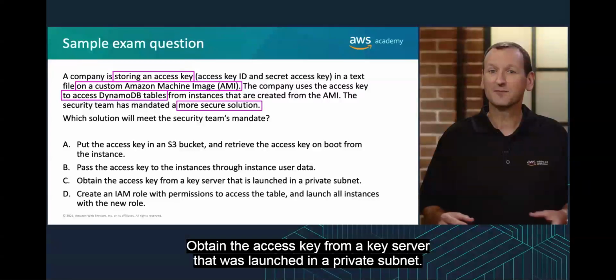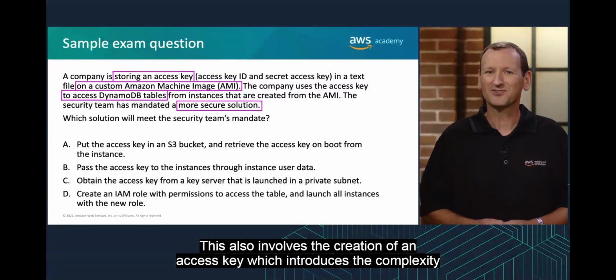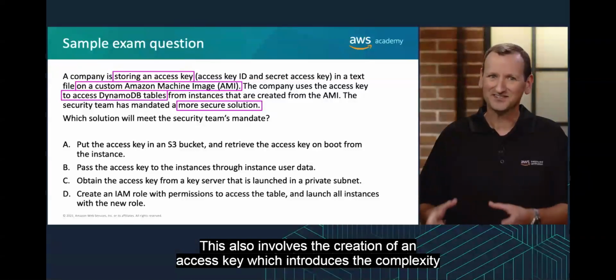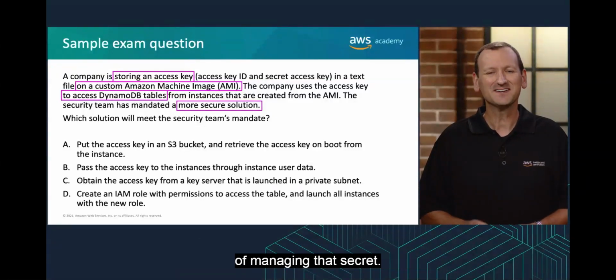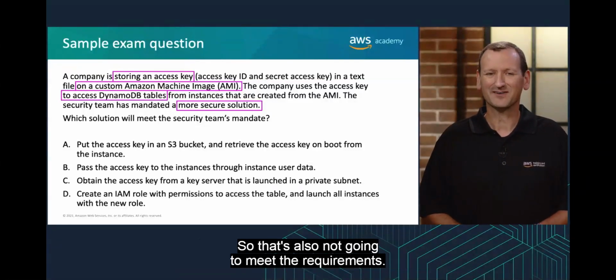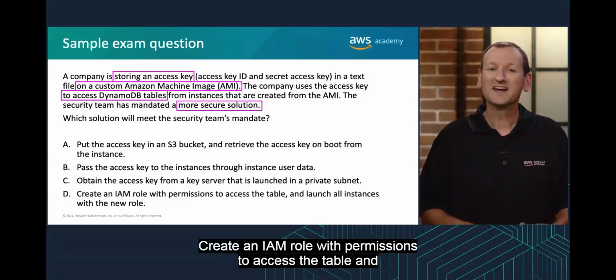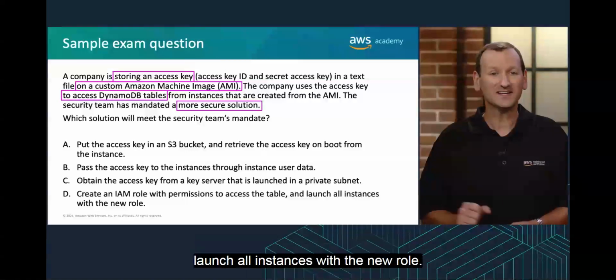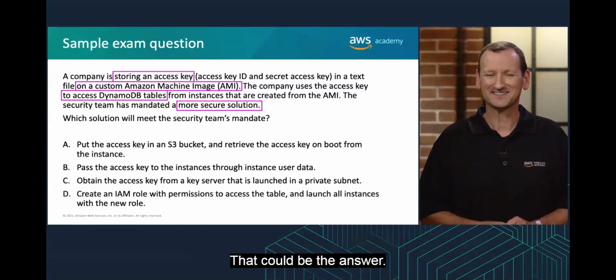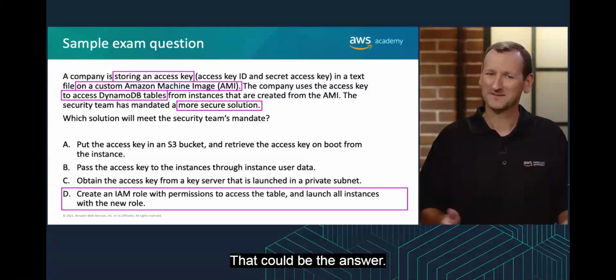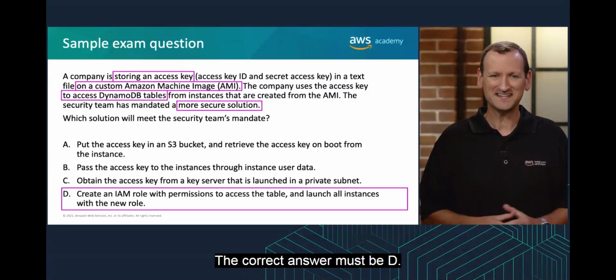Obtain the access key from a key server that is launched in a private subnet. This also involves the creation of an access key, which introduces the complexity of managing that secret. So that's also not going to meet the requirements. Create an IAM role with permissions to access the table and launch all instances with the new role. That could be the answer. The correct answer must be D.